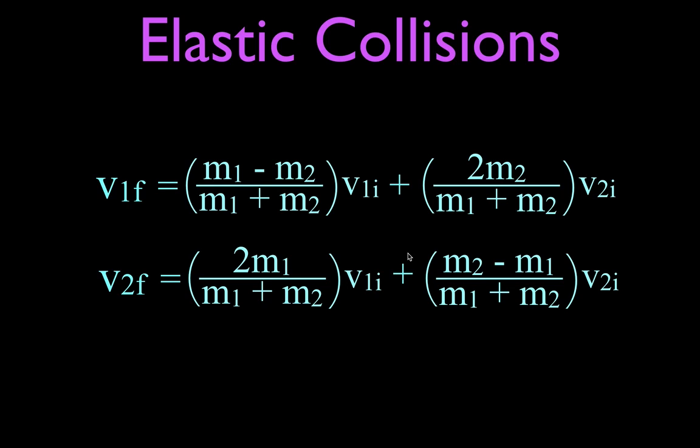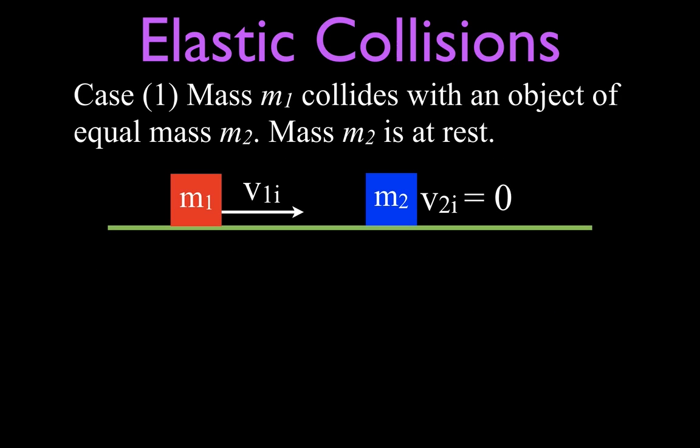Now, in some next videos, I'm going to go over some specific examples where we'll do the calculations to find the final velocity of mass number 1 and the final velocity of mass number 2. We're not going to do that here. What I want to do now is to go over 4 different conceptual examples, kind of extreme cases that I hope will give you a conceptual understanding for elastic collisions.